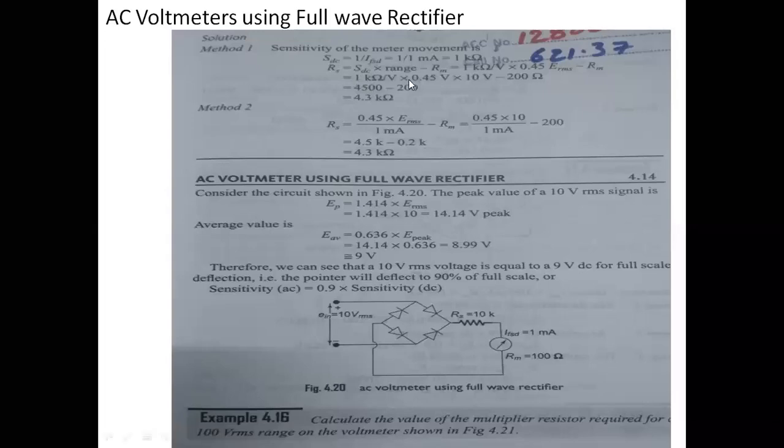So here RS is equal to sensitivity into range minus RM. 1 kilo ohm is the sensitivity, and the range is 0.45 into 10 volts, minus 200 ohms, and with that you will get the RS value. This is another method: 0.45 into ERMS by 1 milliampere minus RM. So we have two methods of solving it.